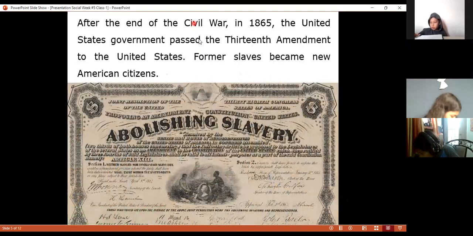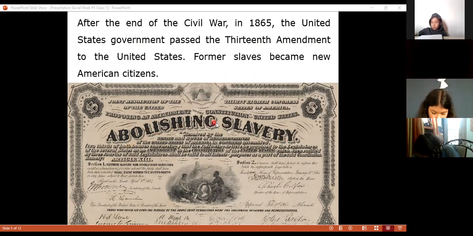You see here, it says after the end of the Civil War in 1865, the United States government passed the 13th Amendment. Remember it, we saw amendments in the second partial of social studies, I think. An amendment means a change in the Constitution. So the 13th Amendment, the 13th change in the Constitution of the United States, says to abolish slavery. It looks like this, class.